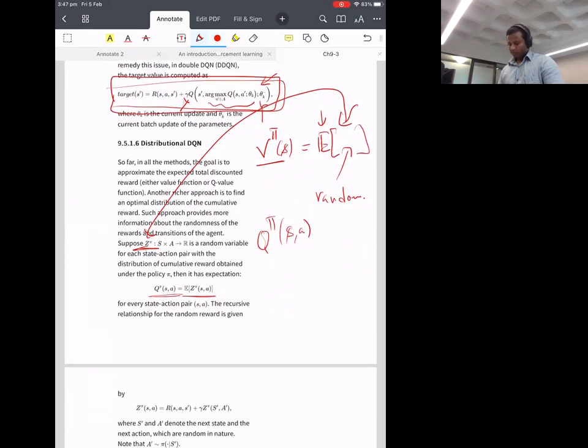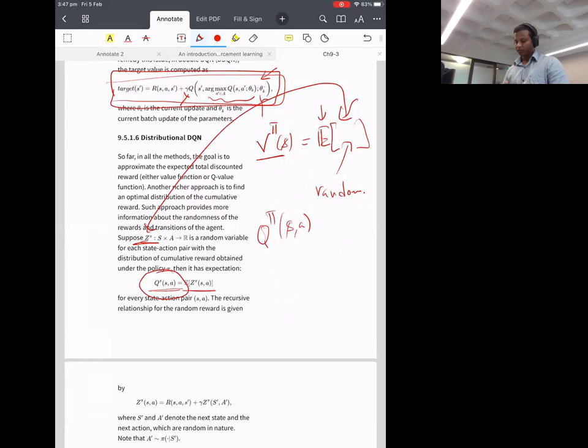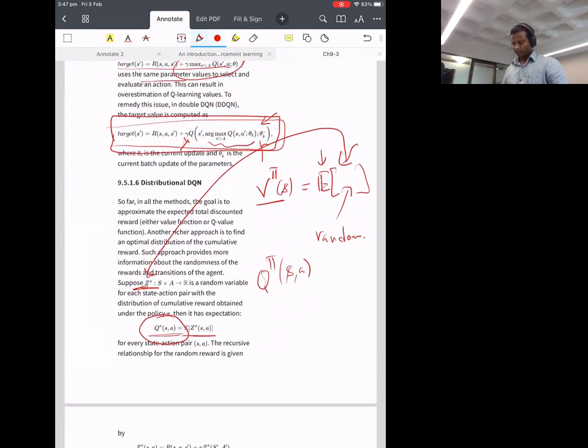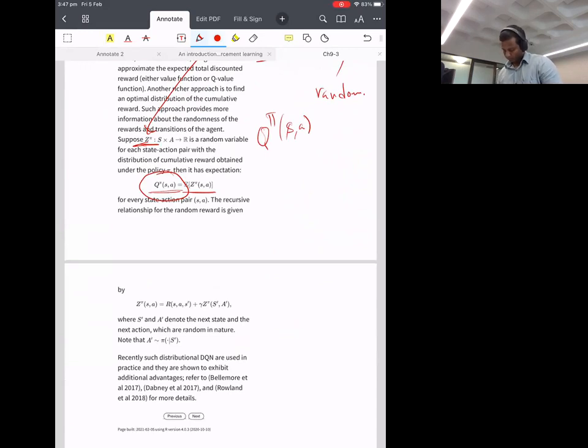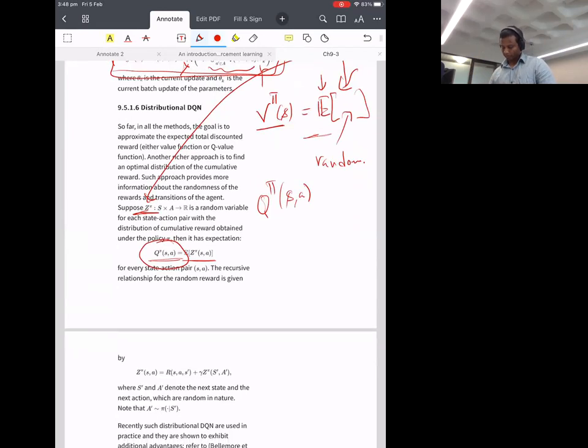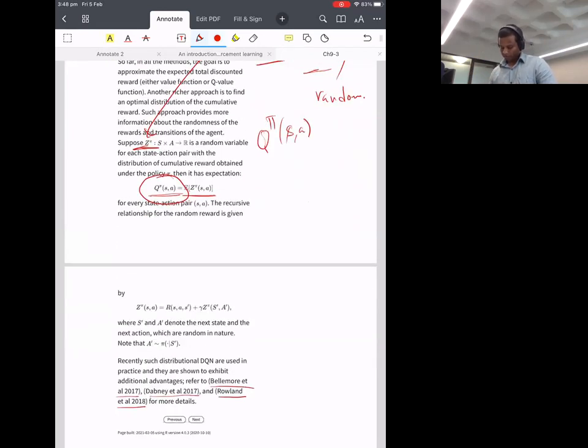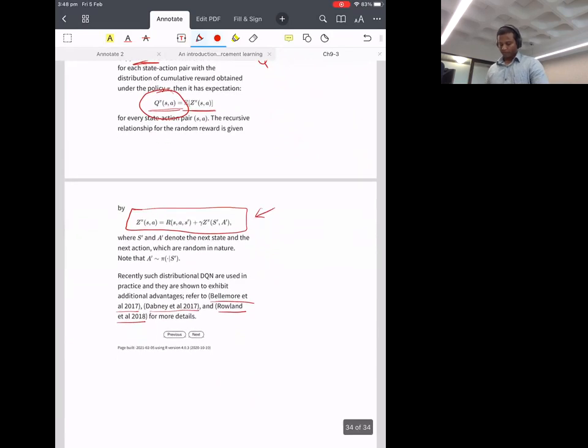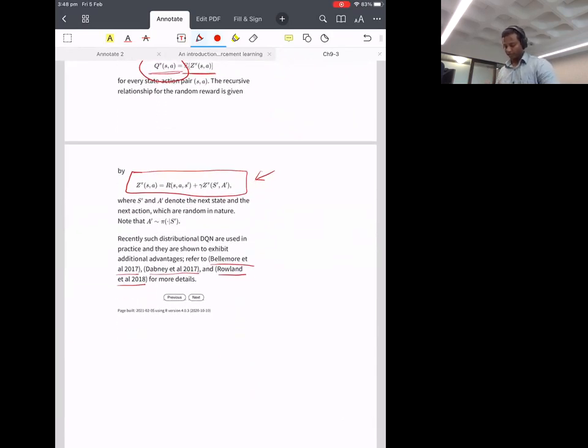And what is the advantage? Instead of actually knowing just this expected value, if you know the distribution, you know more information and you can take maybe better decisions. There are some papers which cite the advantages of this method. Have a look. They seem to work better than updating expected rewards. Also, the interesting part is that even these cumulative rewards, which are random in nature, also satisfy the Bellman equation, and in a nice way.